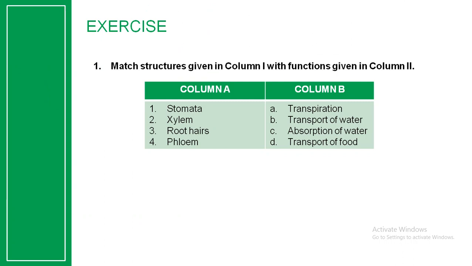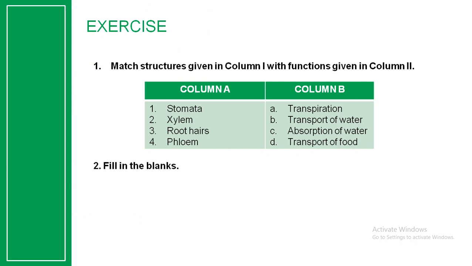Last but not the least is phloem, however you want to pronounce it. Phloem is the vascular tissue present in plants and its function is to transport the food which is produced by the leaves to all plant parts. So this is the first one.